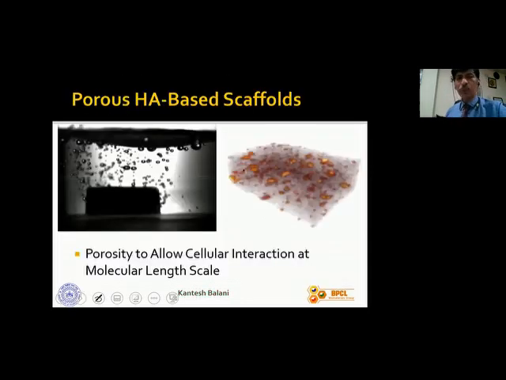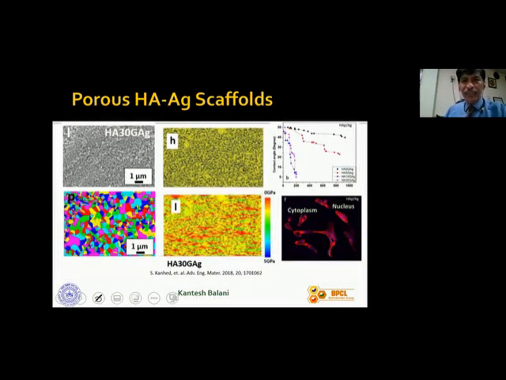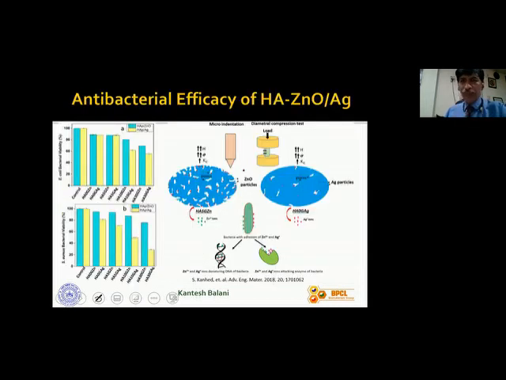Then our intention was also to develop porous scaffolds. And porosity also tends to interact with cells. And we could develop a porous scaffold using zinc oxide. Zinc oxide also is an antibacterial agent. We could establish the cytocompatibility. Then we also added silver, and again we could see the effects of porosity. And porosity was very dominant in terms of encouraging cell growth. And again we could highlight the level of antibacterial efficacy with porosity. So porosity allows enhanced interaction because it provides enhanced surface area. That way it could provide higher antibacterial efficacy.